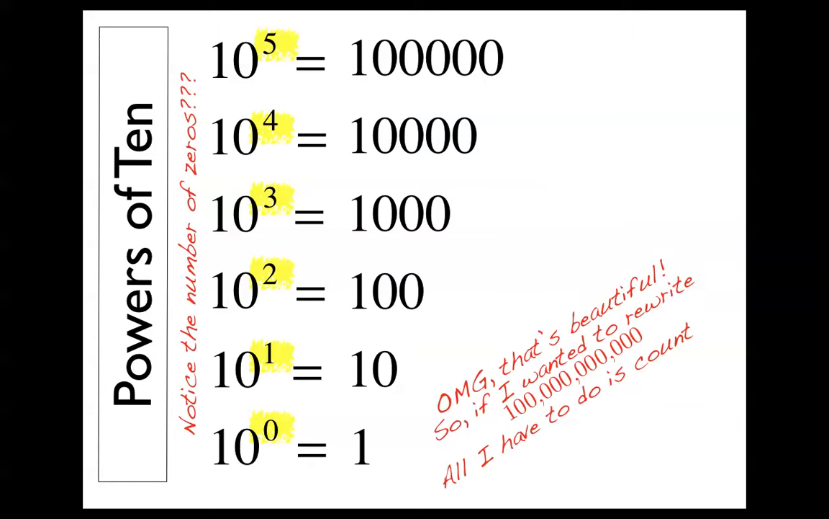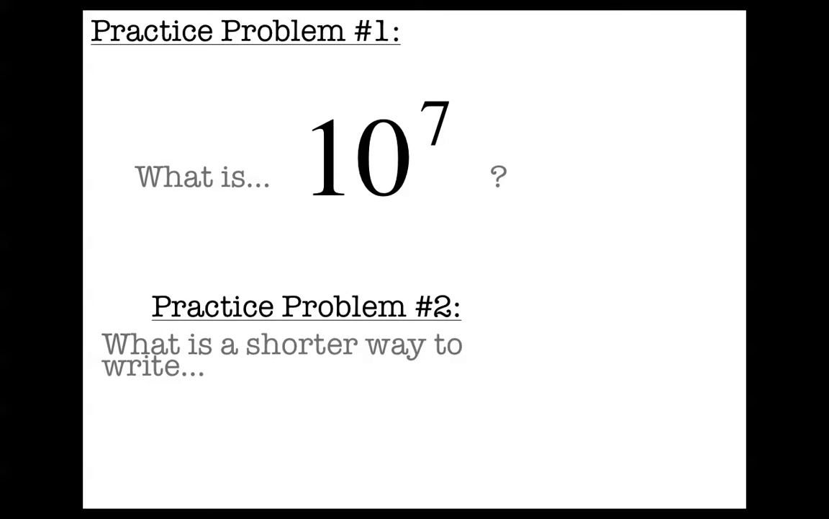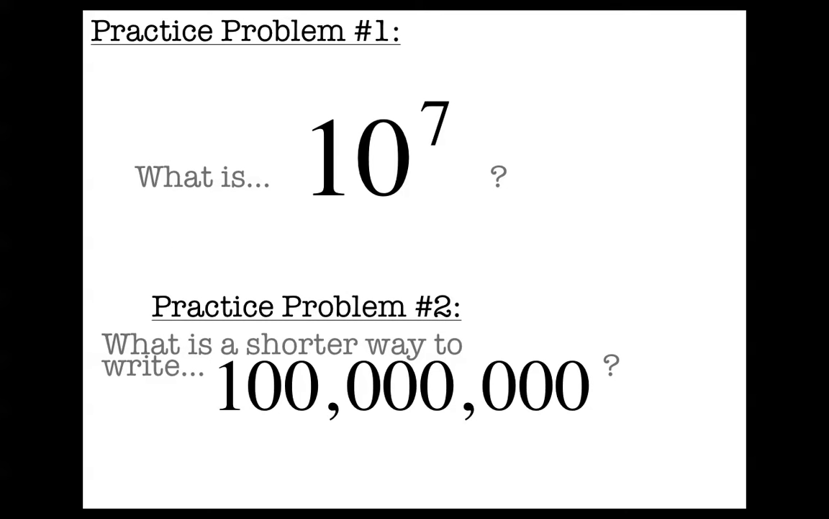Okay, that's crazy. So if I wanted to write 100 billion, all I have to do is count the zeros and write it out as 10 to the 1, 2, 3, 4, 5, 6, 7, 8, 9, 10, 11th power. Okay, isn't it a lot easier to write 10 to the 11th power than it is to write 100 billion? Yeah, so it's an abbreviation. We're going to use that to help us later. But first, what is 10 to the 7th power? Do you have to really use a calculator for this, or could you use the shortcut? Yes. And then, what's a shorter way to write 100 million?